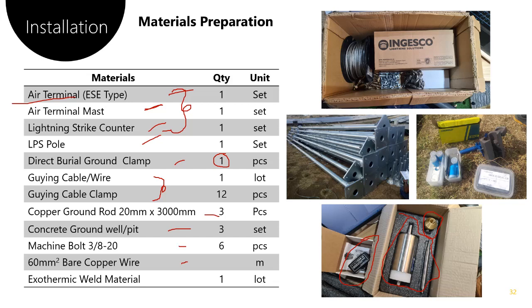So actually the code gives us the minimum size for a lightning protection system, if I'm not mistaken, that is 50 mm squared. But I'm using a much higher size than the minimum requirement for the down conductor, but you could use a 50 mm squared bare copper wire or another type. Then the exothermic material for our grounding system and bonding of the ground rod and the cable.